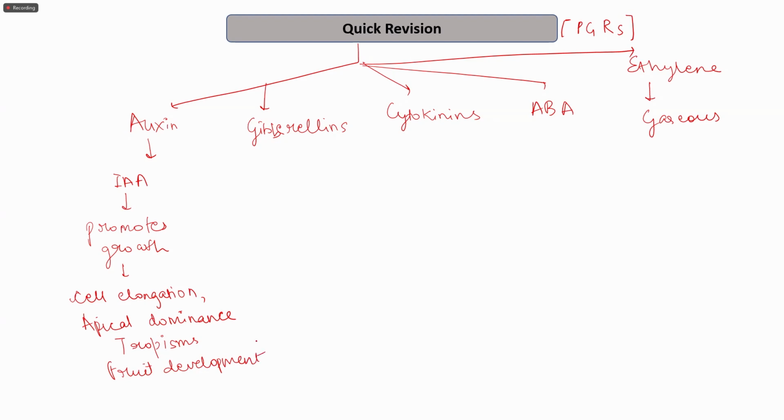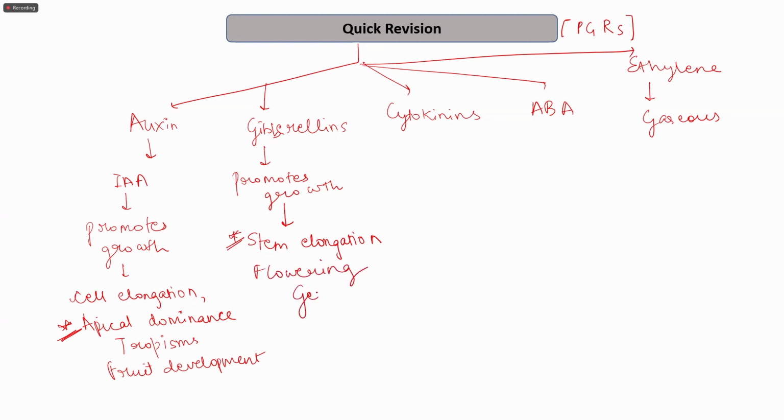The second one is gibberellin, which is again a growth promoting hormone. It also promotes growth. As we remember, the discovery of gibberellins was based on the elongation of the stem. So the main function to remember for gibberellin is stem elongation, like apical dominance is the major function of auxin. Stem elongation is majorly related to gibberellin. It is also related to flowering and germination. So gibberellin is mainly related to stem elongation, flowering, and germination.